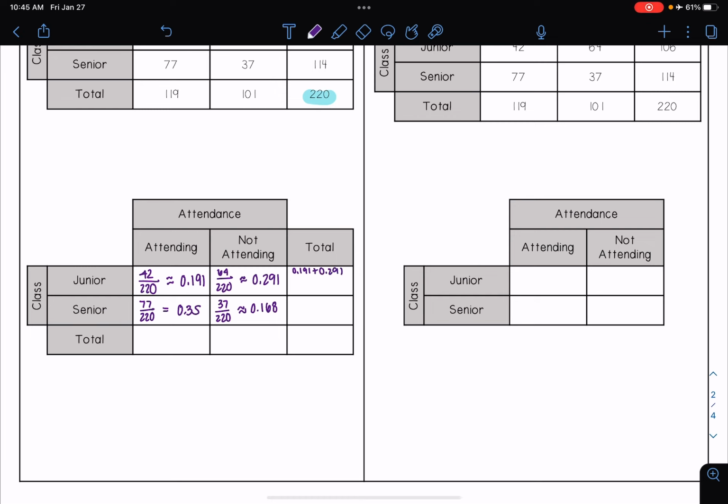And then I want to add the columns. So 0.191 plus 0.35, I get 0.541. 0.291 plus 0.168, I get 0.459. And then for this last one, I can either add the column or I can add the row. Either one, you see it's going to add up to 1. And you'll know that you've done this right at the end if you have 1 at the very end. This should always be 1. I'll make a note of that.